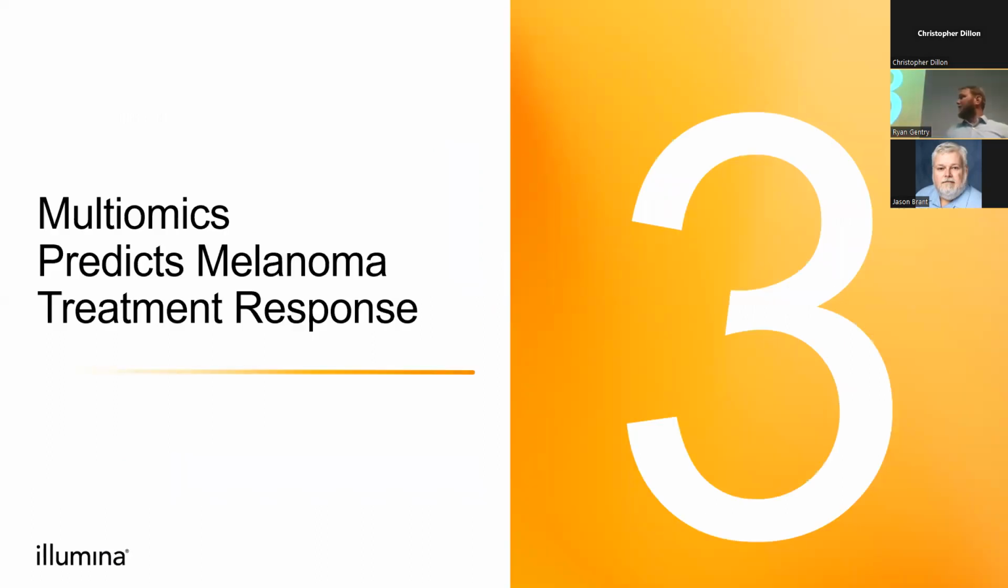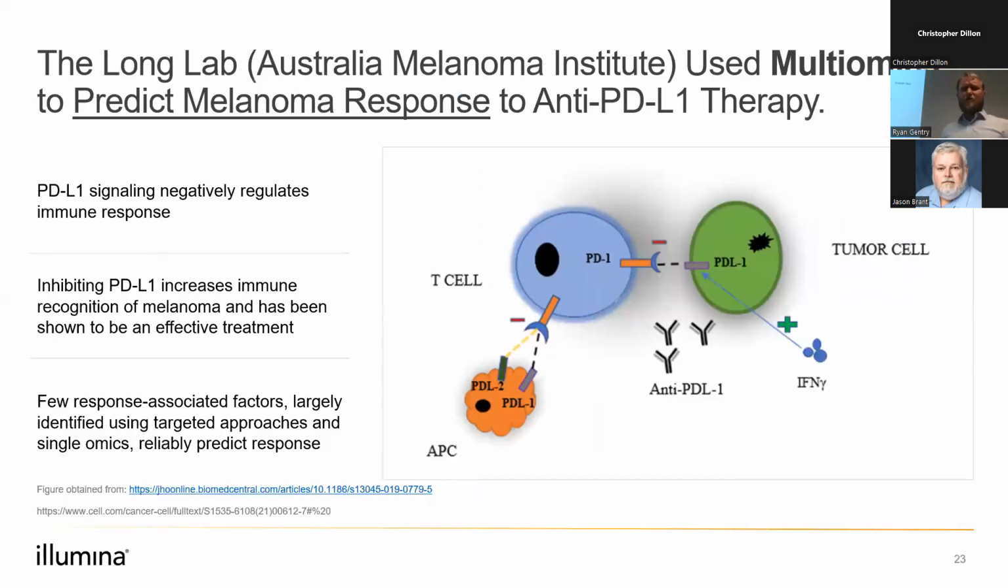The first example we want to look at is multiomics predicts melanoma treatment response. In this one, we're looking at the multiomics from the Long Lab in Australia, and they're looking at PD-L1 therapies. Traditionally, a lot of people would just look at TMB for this, but this group said, let's go a bit further. Let's try to stratify this a little more for our patients and see how we can define this treatment option and how they are expressed in the cancer types.